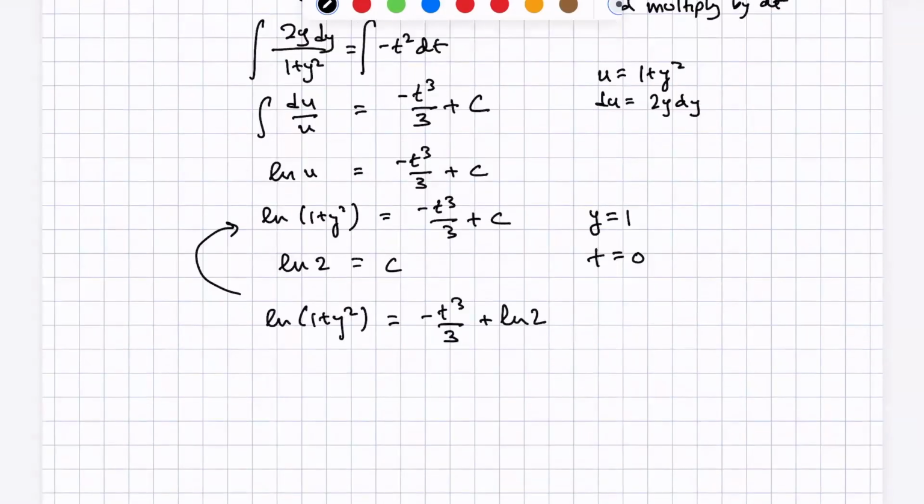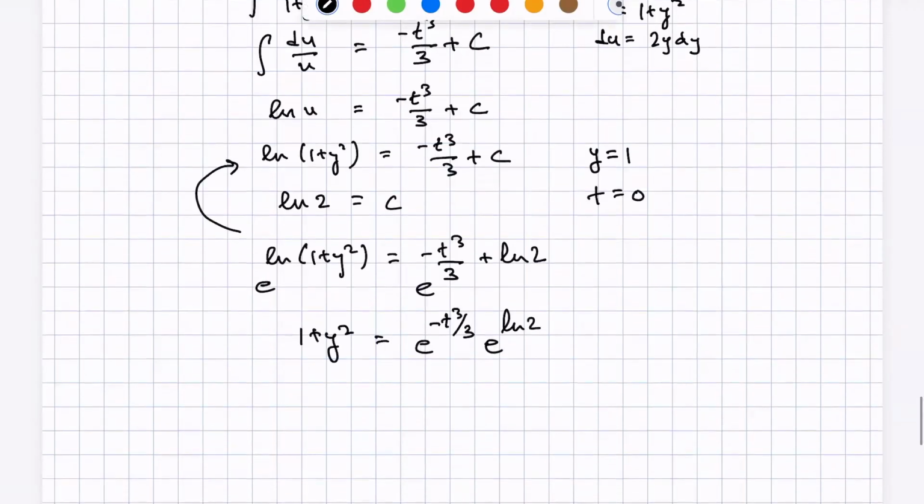Now let's solve for y by raising e to both sides. And then the e cancels out with this log here, leaving 1 plus y squared. And let's break this into 2: e to the minus t cubed over 3 times e to the log 2. e to the log 2 is just 2. So I have 1 plus y squared equals 2 e to the negative t cubed over 3. Let's move the 1 over. y squared is 2 e to the minus t cubed over 3 minus 1.